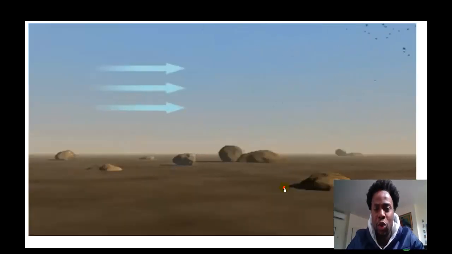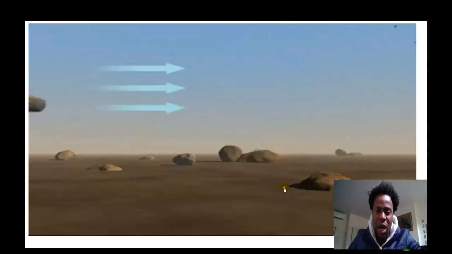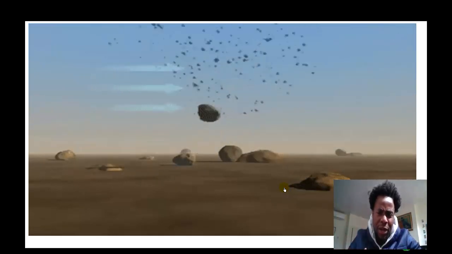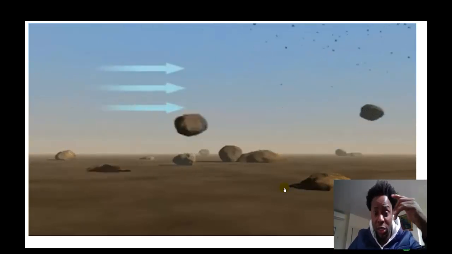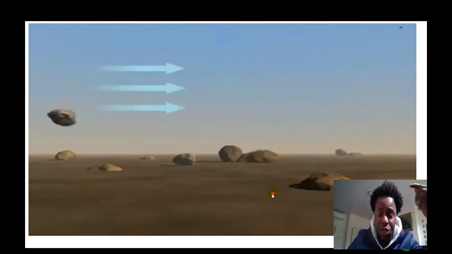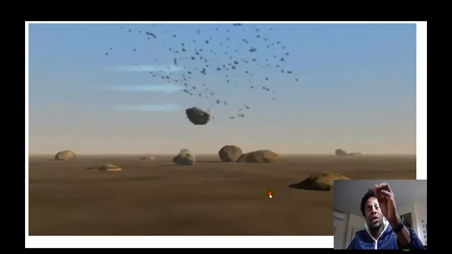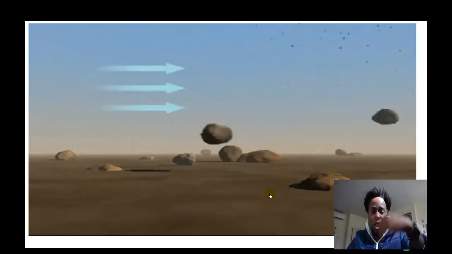All right, next we're going to talk about the methods of transportation, how sediments are transported. In this case, you can see obviously this is wind carrying out this transportation. The first method here is called saltation. Saltation is when the sediment being carried hits the ground, bounces off, and then hits the ground again, and then bounces off again. That is saltation.